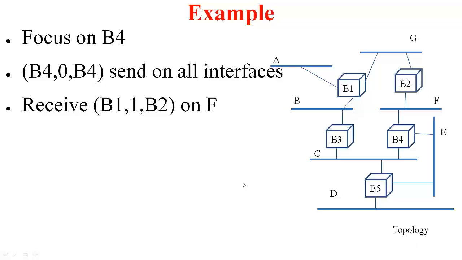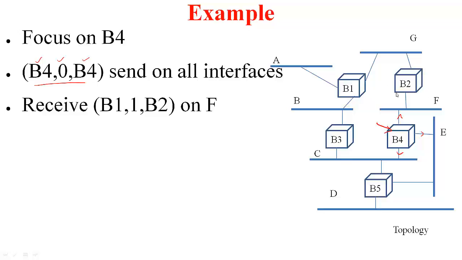Nothing like an example, so let's focus on this topology, specifically at bridge 4. At the beginning, bridge 4 views itself as the root, so it is going to generate this configuration message and it is going to send it out on all the interfaces. So this configuration is saying I am the root, I am at a distance 0 to myself. Other bridges are also going to generate similar configuration messages and are exchanging them with each other.